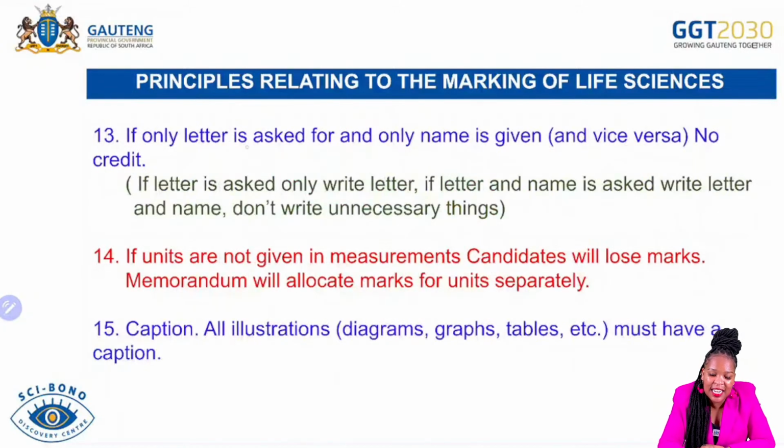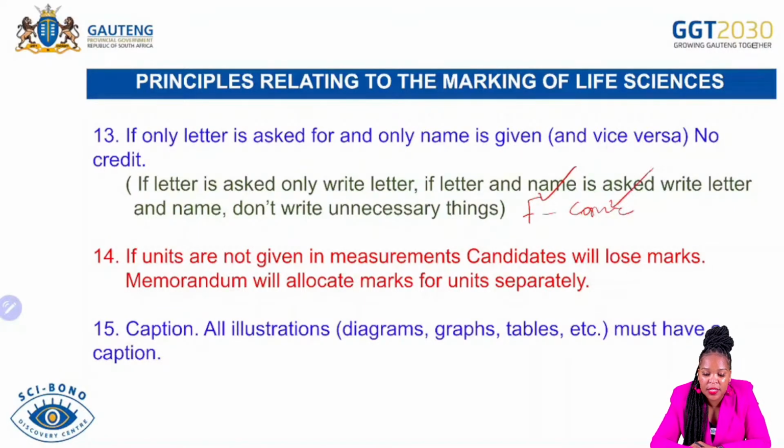13, if only letter is asked for and only name is given and vice versa, no credit is going to be given. If the letter is asked, then only write the letter. If the letter and the name is asked, write the letter and name. Don't write unnecessary things. So sometimes they may give the label of the part, the label and the name of the part that is doing something. So you need to tell us if it is the cornea or something, then you're going to get credit for the label that you've just written and the name itself. Please follow that instruction very carefully.